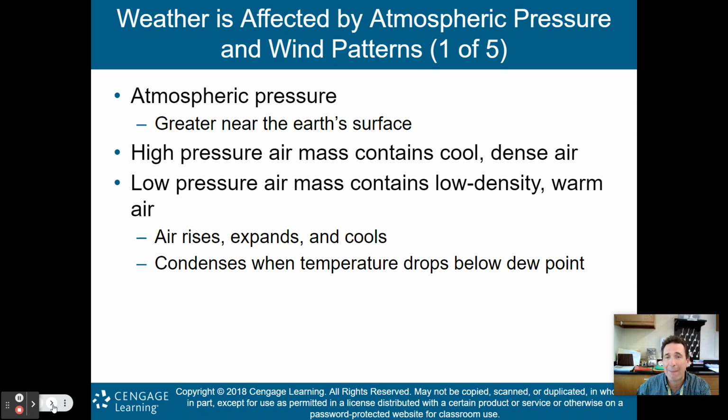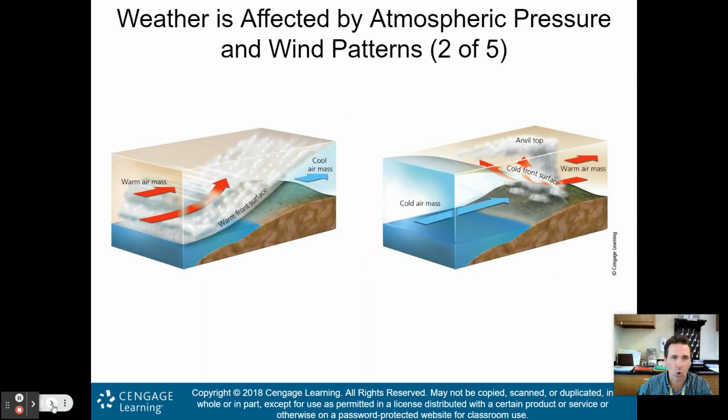High pressure air masses contain cool, dense air, usually with sunny skies as well. Low pressure air masses contain low density warm air, and usually produce clouds and precipitation. Air rises, expands, and cools in low pressure. And that air then condenses when the temperature drops below the dew point. That forms the clouds and then the rain or snow.